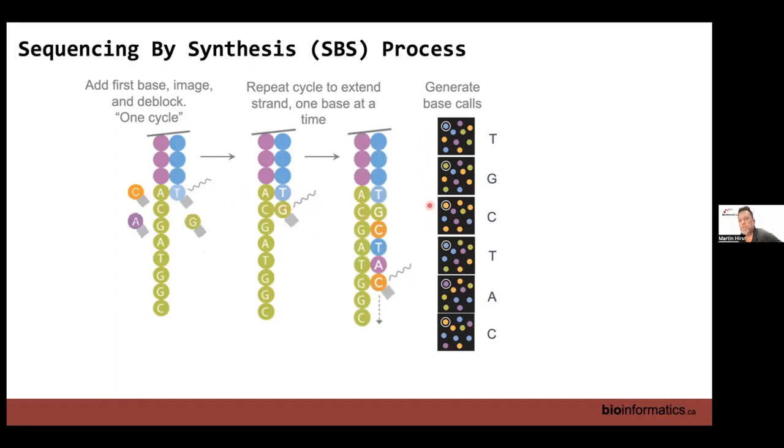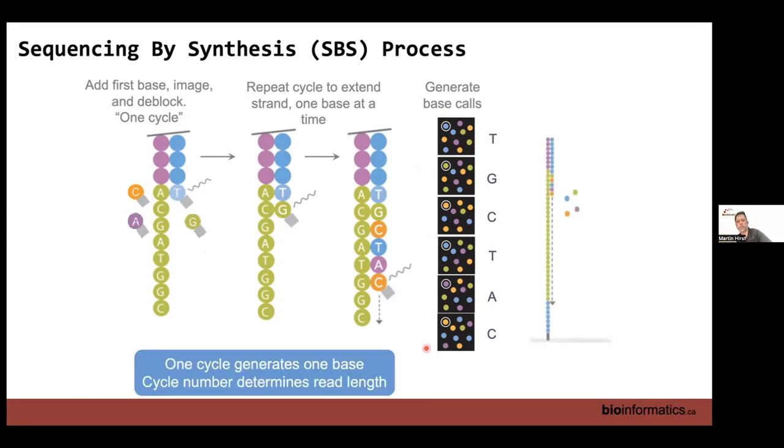And then we generate a series of images. And starting with the first image, we can generate what we call a focal map, which provides a structure that aligns where the clusters are on the flow cell surface with a two-dimensional space. And I'll talk about why that's important in a minute. And then from that focal map, we can then build up the sequence. So T, G, C, T, A, C, one at a time, building the sequence as we go, and that's why it's called sequence by synthesis.